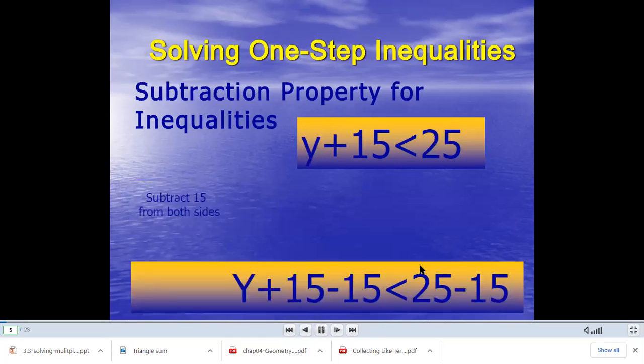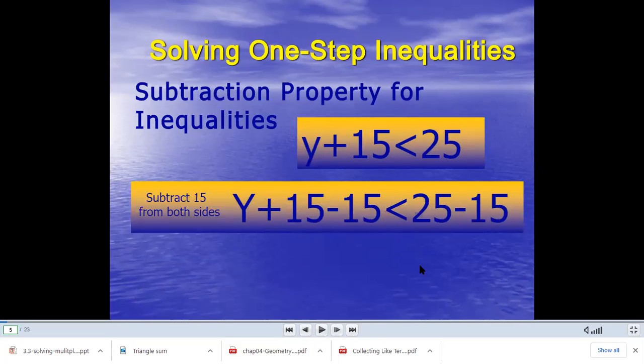How will we represent this using a number line? We will make an open circle and extend to the left. What about if you have y plus 15 less than 25? We add the additive inverse of positive 15, which is minus 15, to both sides. Then the answer is y less than 10.